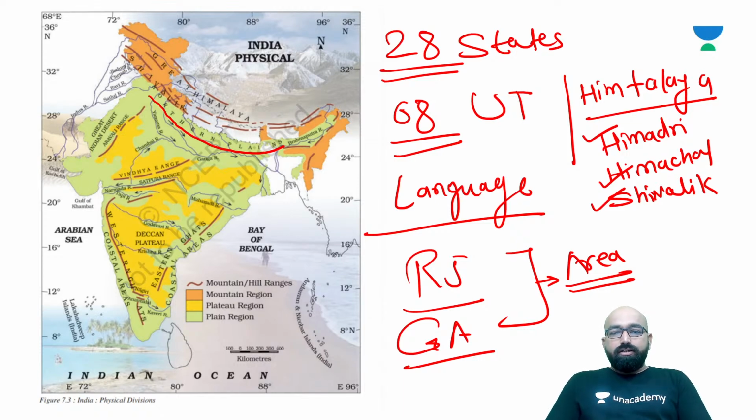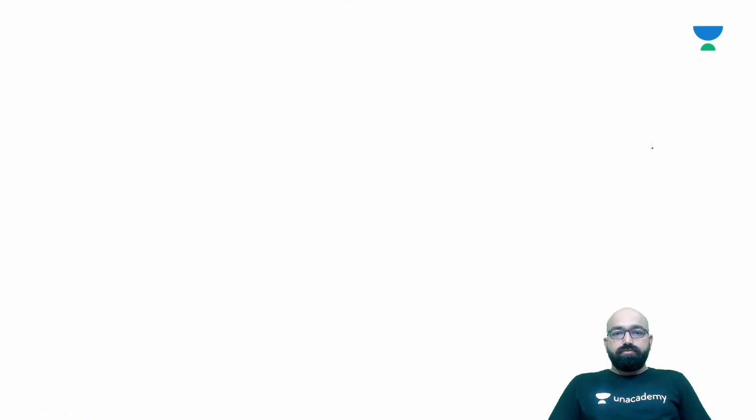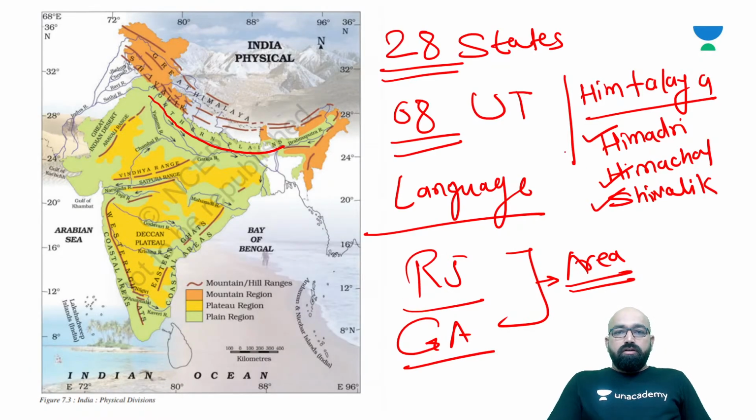So these river plains provide fertile land for cultivation, and that is the reason for the high concentration of population in this area, that is the northern plain.